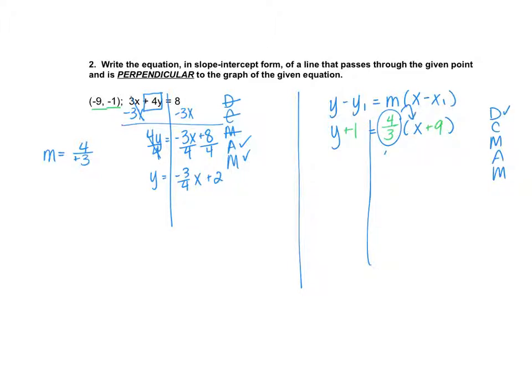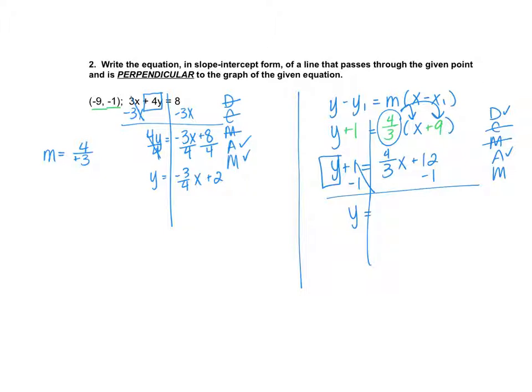4/3 times x gives me 4/3 x. 4/3 times 9 gives me a positive 12. And let's bring everything else down. From here, I don't need to combine any like terms on either side of the equal sign. I don't need to move my variable because I have just one y term on one side. I boxed it right here. Looks like I need to add or subtract. Here I'm going to subtract 1 from each side to get y by itself.